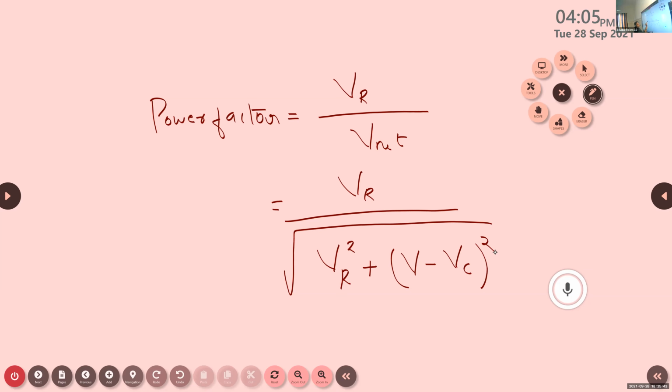Power factor. I don't know if I gave this equation or not. Anyway, you just note it. Power factor is equal to VR divided by the net voltage of the circuit. That is, power factor is equal to VR divided by root of VR square plus VL minus VC the whole square.